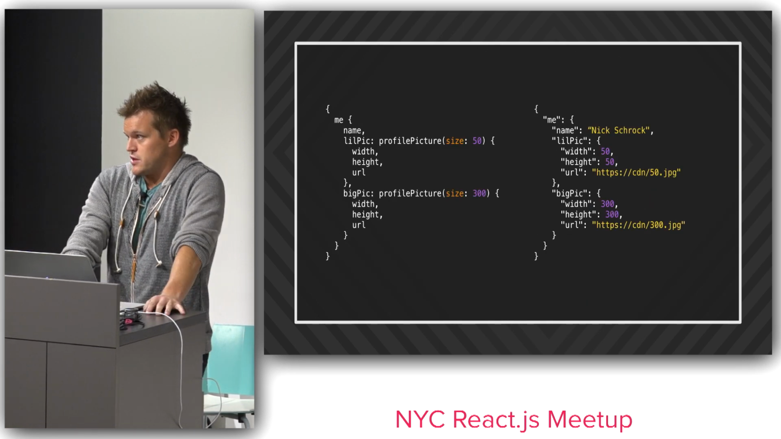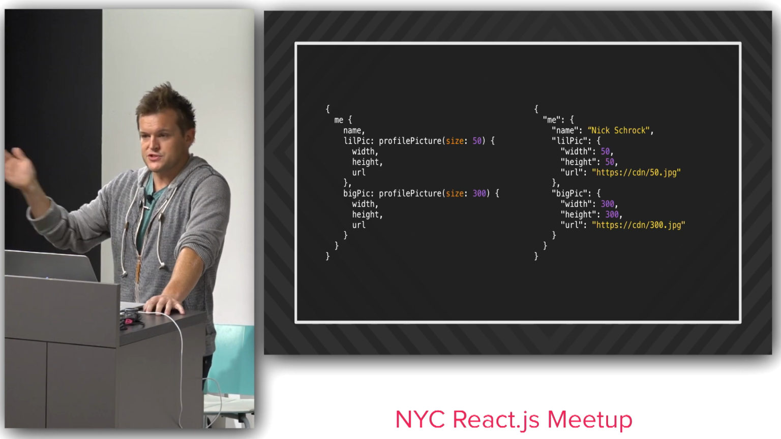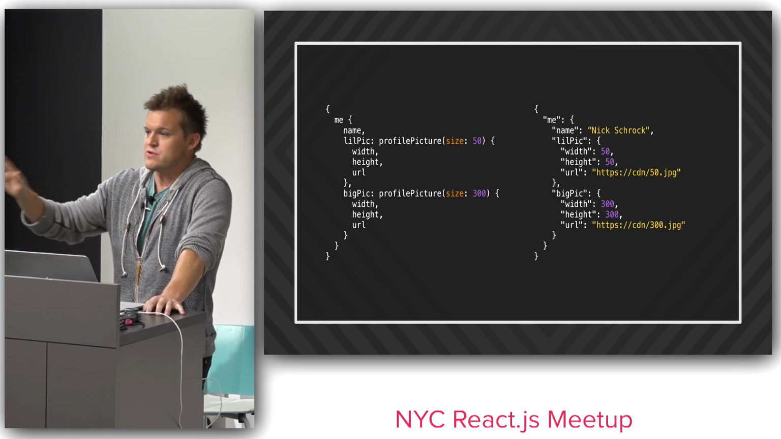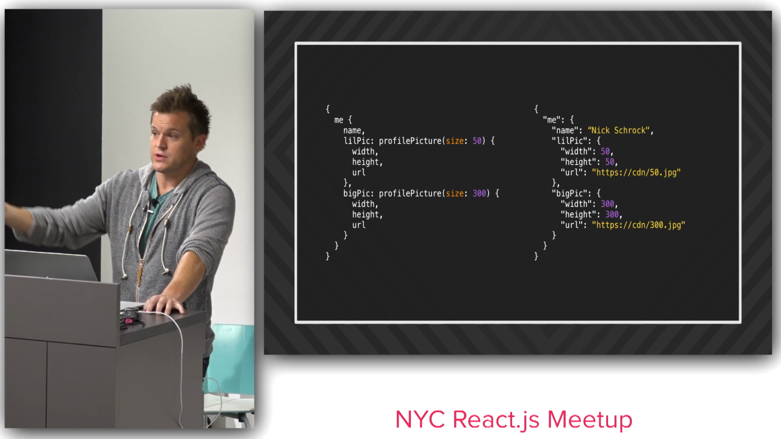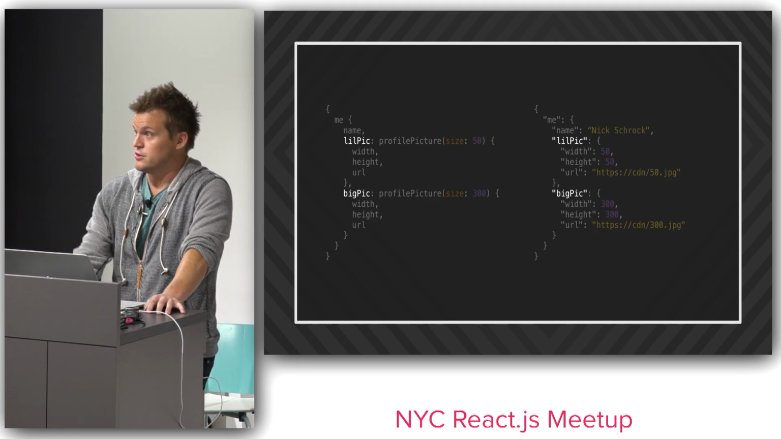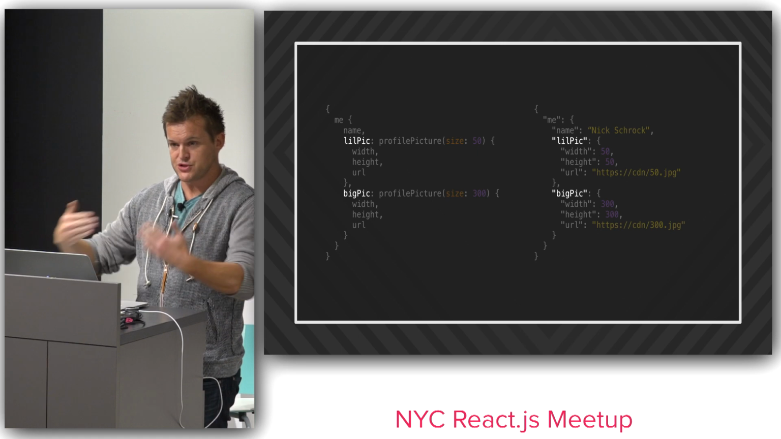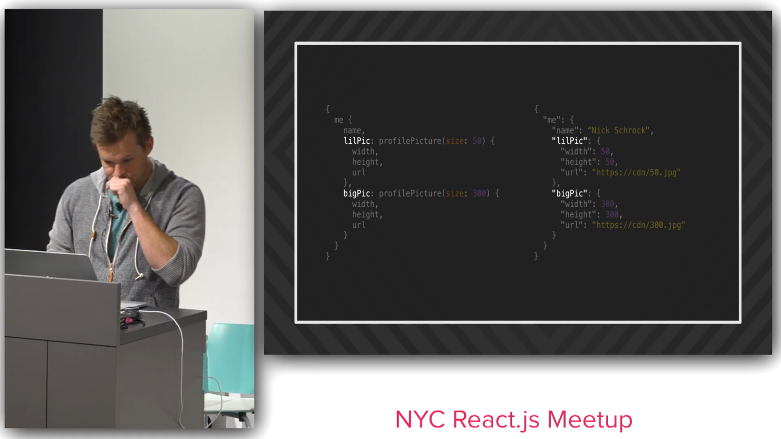So we have other features in this language. Imagine you wanted 2 different sizes of profile picture. You need to rename the keys so they don't collide in the response. So we have aliases. It's very simple. Little pic, big pic. They describe the 2 different response keys and the different responses.